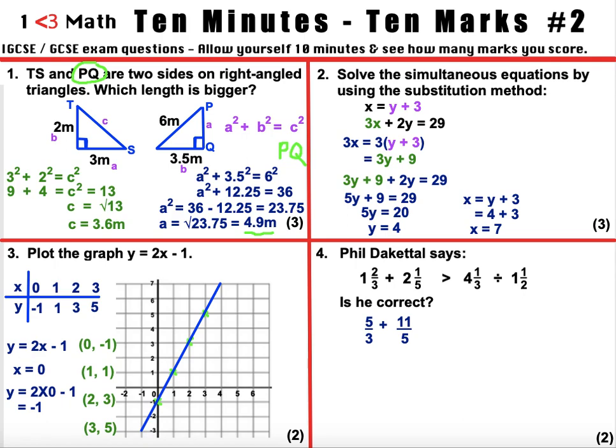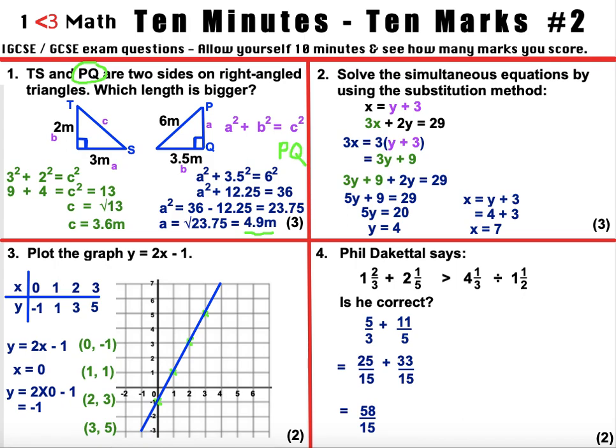Now to add these fractions together, we need to make the denominator the same. The lowest common multiple of 3 and 5 is 15. So I'm going to times the first fraction, top and bottom, by 5. That gives me 25 over 15. I'm multiplying the second fraction, top and bottom, by 3. So that gives me 33 over 15. Now I can add them. We add the numerators. This equals 58 over 15.